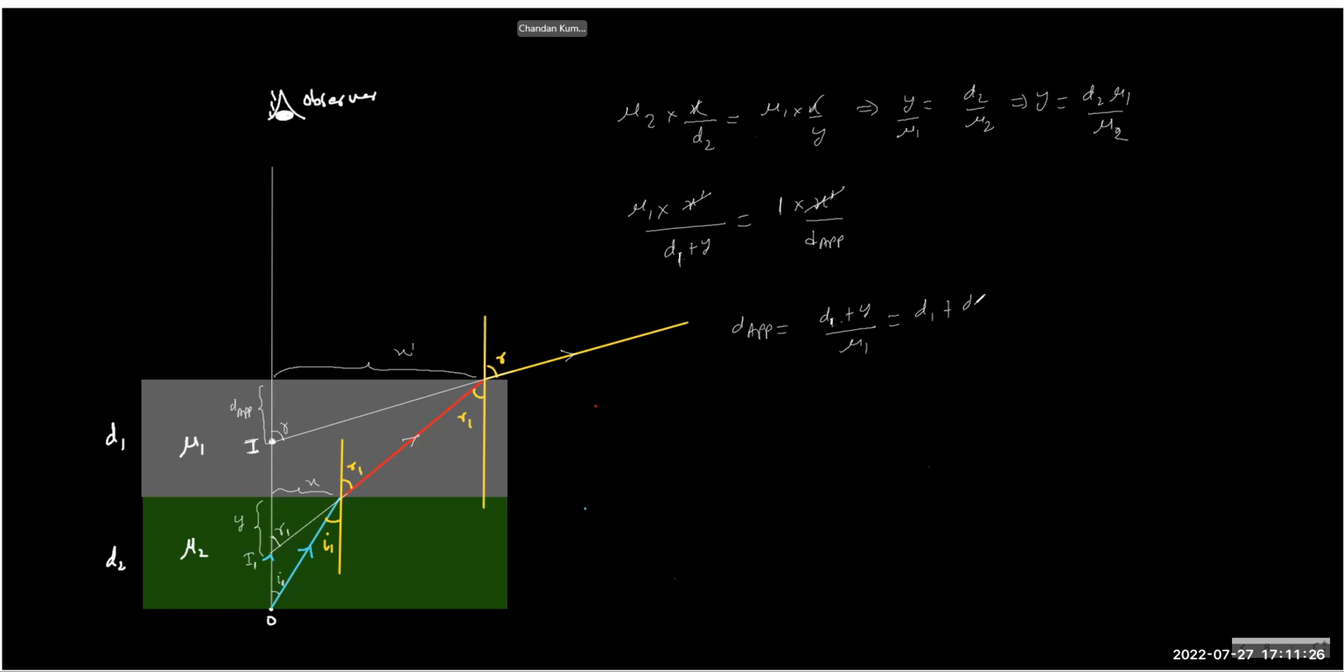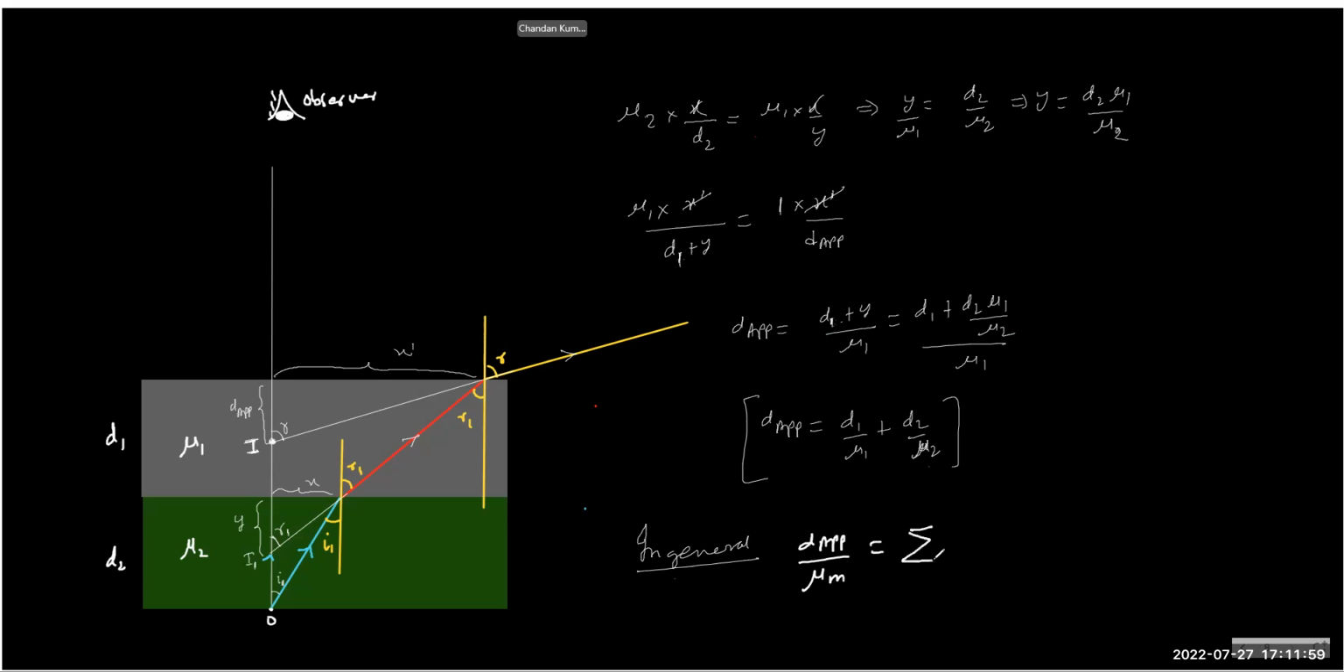We can add d1 plus d2 mu1 by mu2, by mu1. If I divide, what I'll get is d1 by mu1 plus d2 by mu2. And that is a logical answer. So you can do it for two, and then you can do it for any number. So in general, the way to write this term is d apparent upon medium of observation is summation of di upon mui. That's it. Easy to remember.